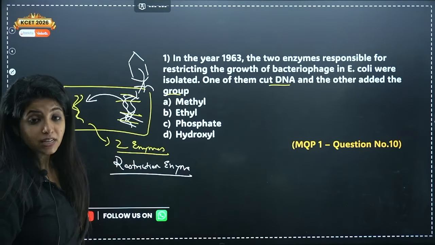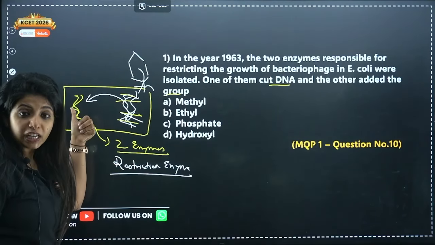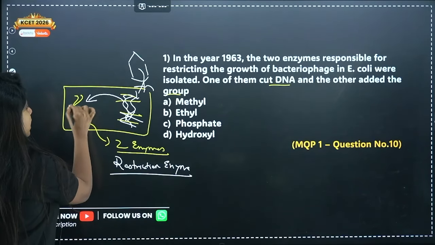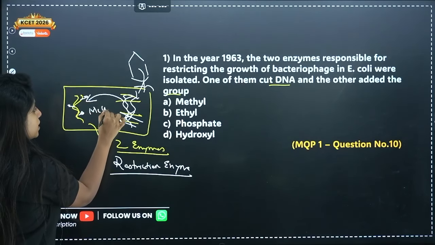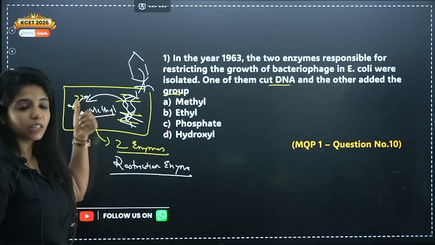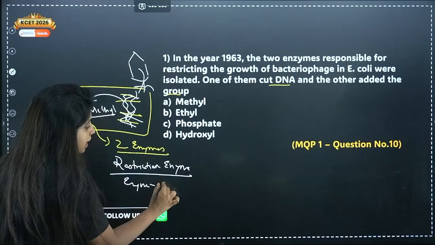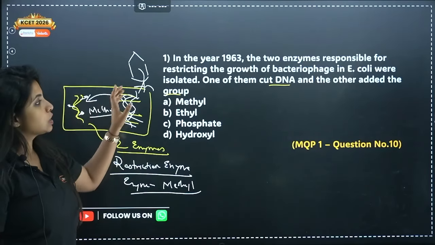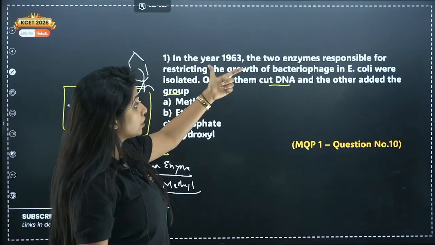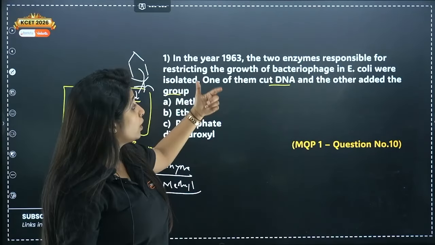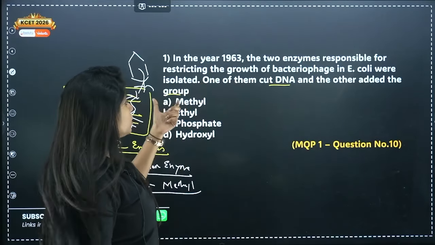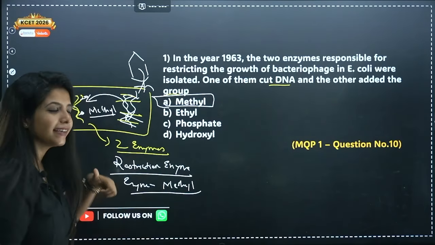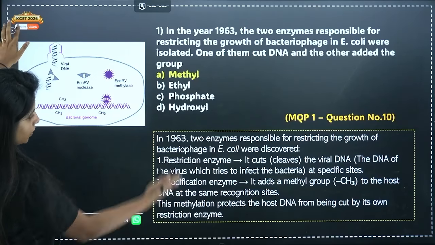But you should understand the restriction enzyme can act on its own genetic material as well. So you need to protect its own genetic material. How do you do that? By adding up some groups. You call these groups methyl group. So you need an enzyme to add the methyl group. So that is also there. An enzyme is there that adds the methyl group up over here, so that it can remain protected. So in 1963, the 2 enzymes responsible for restricting the growth of bacteriophage in E. coli were isolated. One of them cut the DNA, that is restriction enzyme, and the other one added the group, which is methyl.